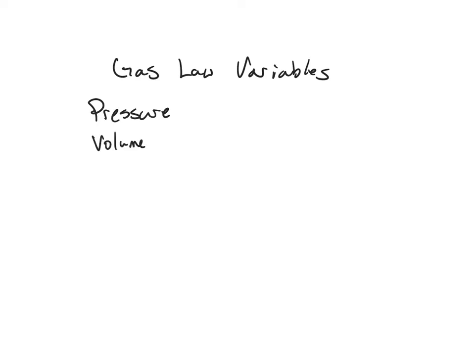Volume is another key variable of gases. Volume represents how much space the gas takes up. Another key variable is temperature.